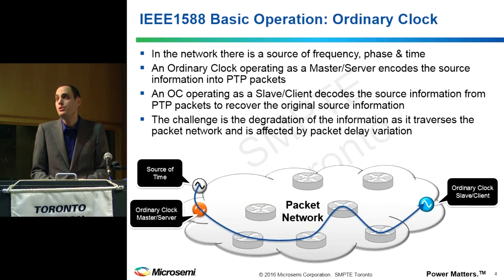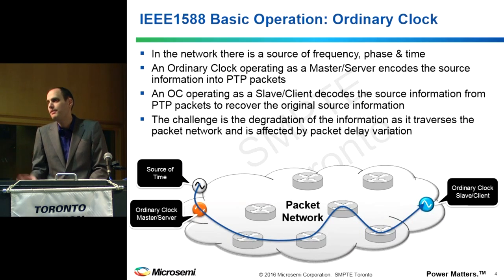The first term I want to introduce you to is an ordinary clock. An ordinary clock can be either a master or a slave. It's the same term we use, ordinary clock. So if we're going to start on the top left-hand side, in gray we have a source of time. Typically for a TV station or an enterprise or a building, that source of time is going to be GPS. You're going to have a GPS antenna on the roof. You're going to have an antenna cable.